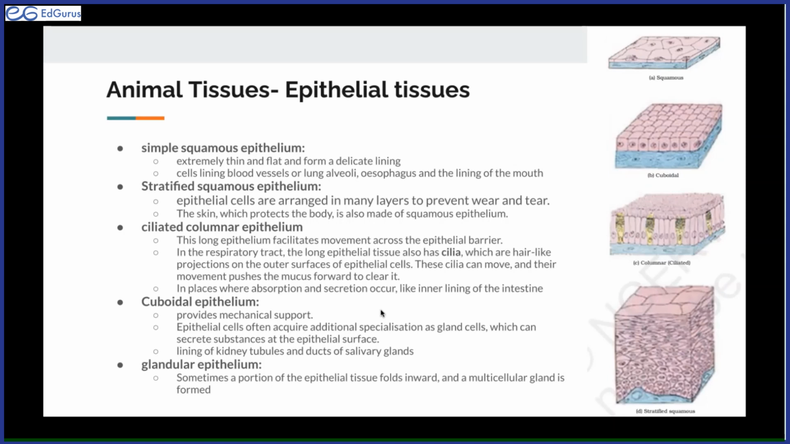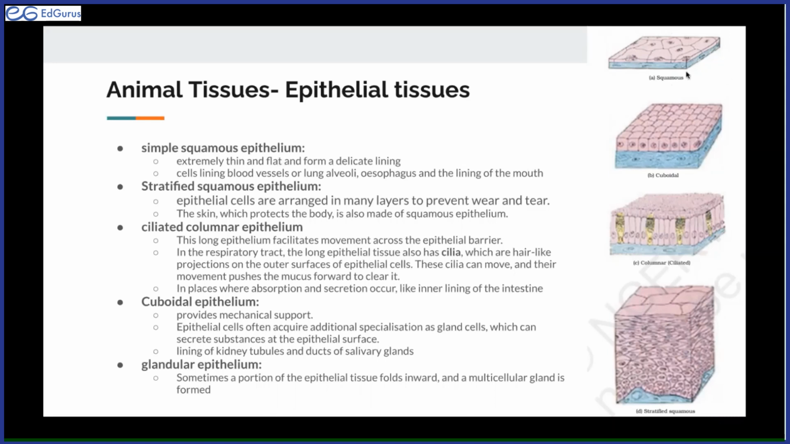I'll go through them. So the most simple type is called the simple squamous epithelium. Okay? Now, its properties are, it is extremely thin and flat, and it is used for delicate lining. So we know that epithelial tissue forms a lining, that is, a covering. So this is a very thin covering. So it basically occurs in cells lining blood vessels or lung villi or lung alveoli or the lining of the mouth. So the thinnest type of epithelial tissue is called simple squamous epithelium.